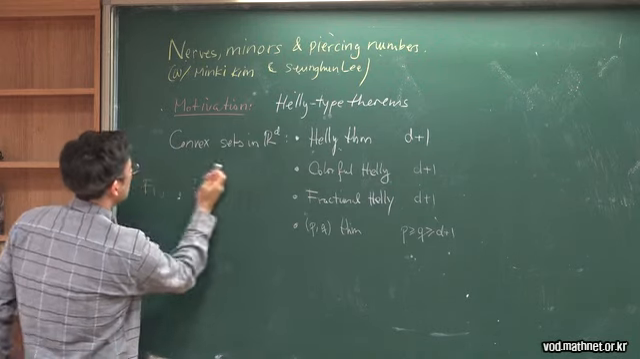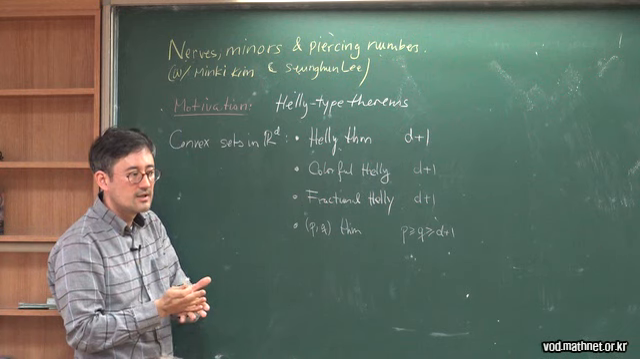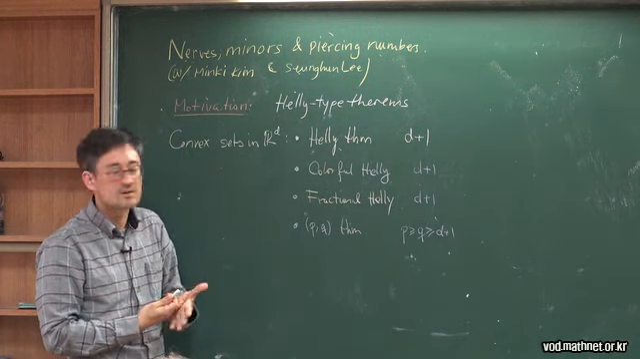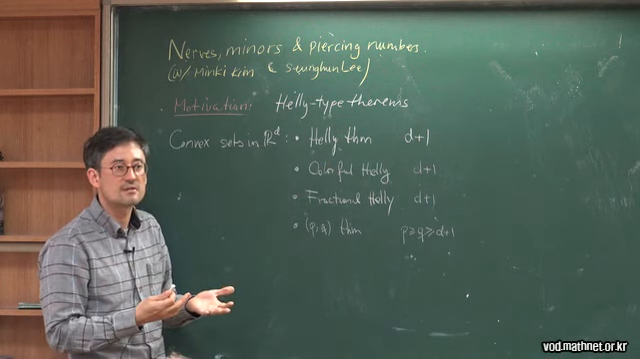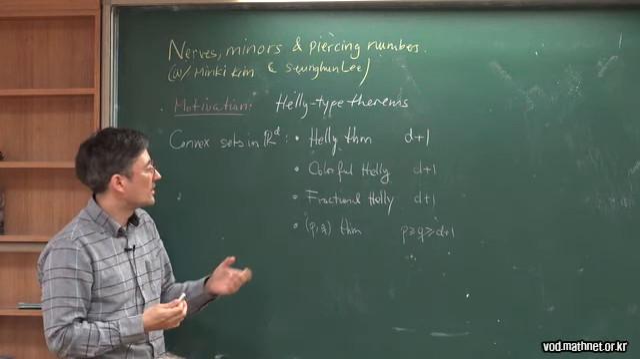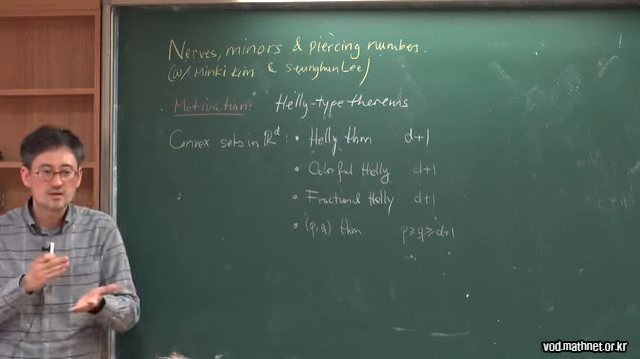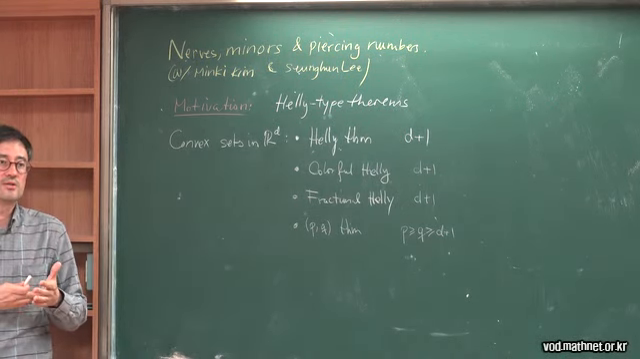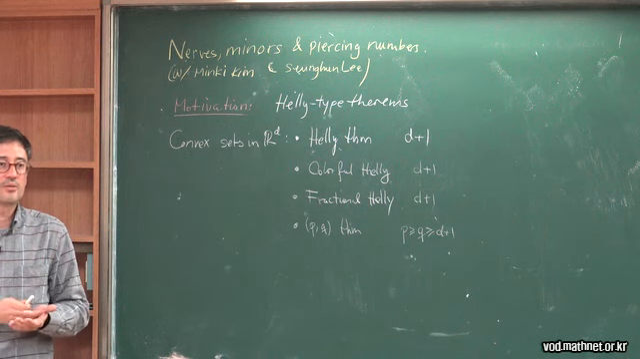Fractional Helly deals with just a single family, but all you know is that a positive fraction of the d plus 1 tuples intersect. So instead of all of them, maybe 50%, or maybe 10%. And the theorem says that no matter what percentage, as long as some fixed percentage intersects, then there's a point in common to a fixed percentage of all the members in the family.